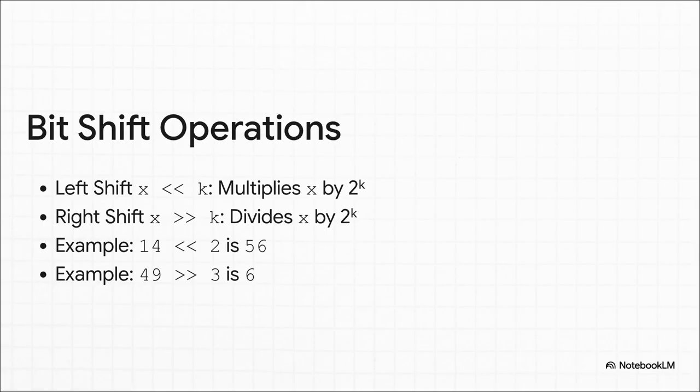Bit shifts are another incredible optimization tool. A left shift, that's the <<, basically just slides all the bits to the left and adds zeros on the right. Shifting left by k spots is the exact same thing as multiplying the number by 2 to the power of k. And a right shift, >>, does the opposite. It slides the bits to the right, chopping off the end ones. And that's the same as integer division by 2 to the power of k. These operations are way faster for the computer than doing actual multiplication or division.